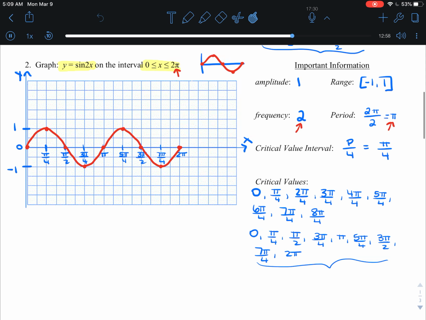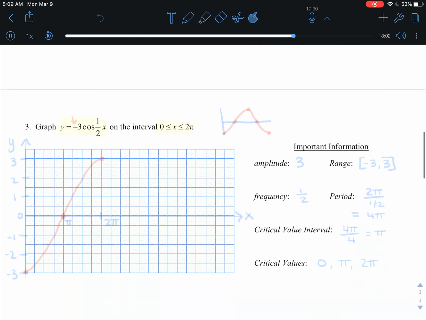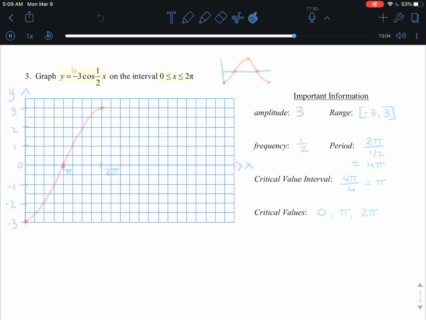Since we have one more graph in our lesson, let's look at this third and final example. Now we have a few things happening in this example. Not only do we have an amplitude other than 1 and a frequency other than 1, there's a negative in front of this amplitude, which is going to indicate that this graph is going to be reflected, but that's something we'll look at right before we start graphing.